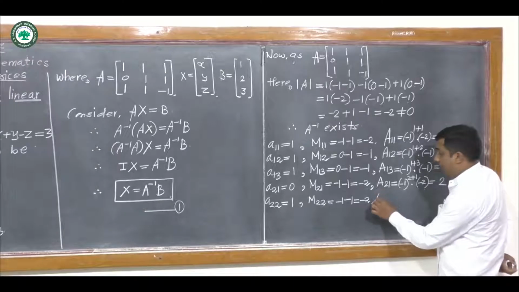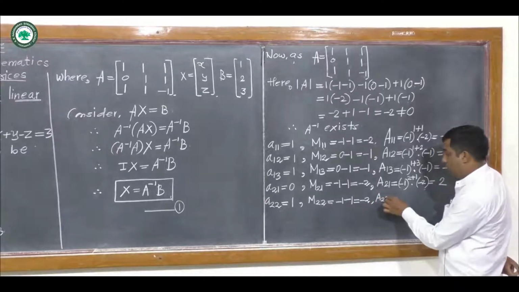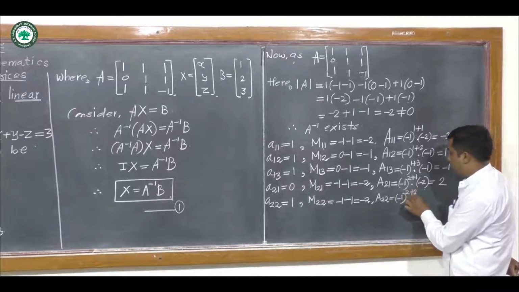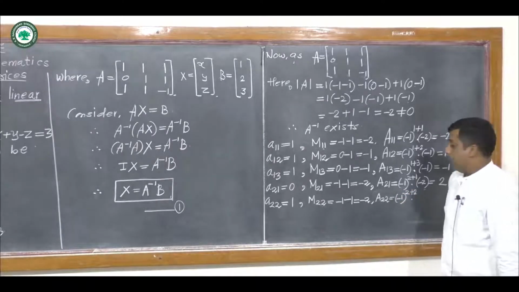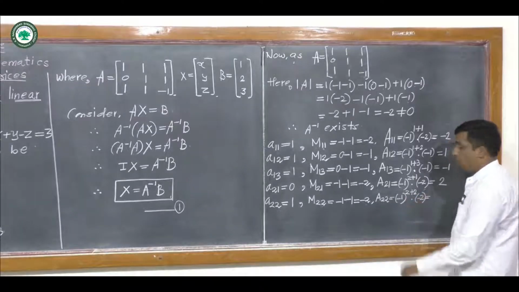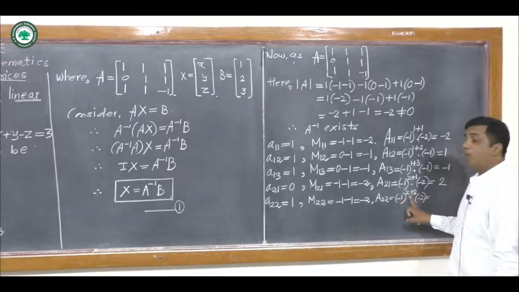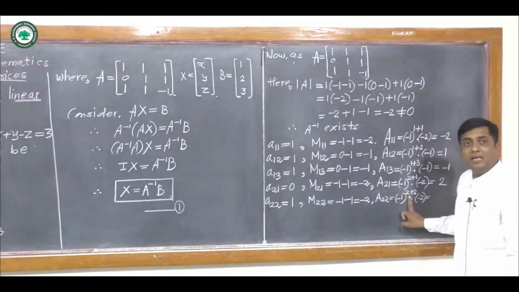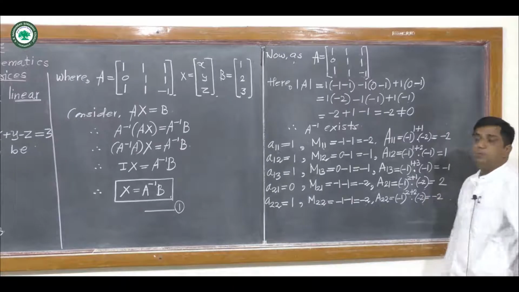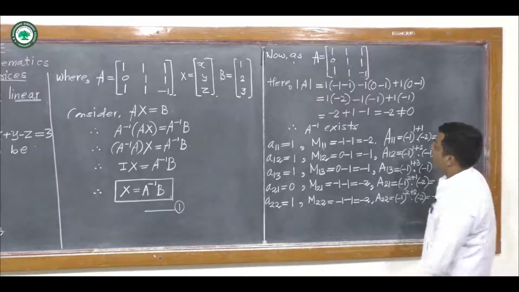Next, its cofactor is A22, which is minus 1 raised to 2 plus 2 into the minor, which is minus 2. This is equal to minus 1 raised to 4, which is plus 1, and 1 into minus 2 is minus 2.